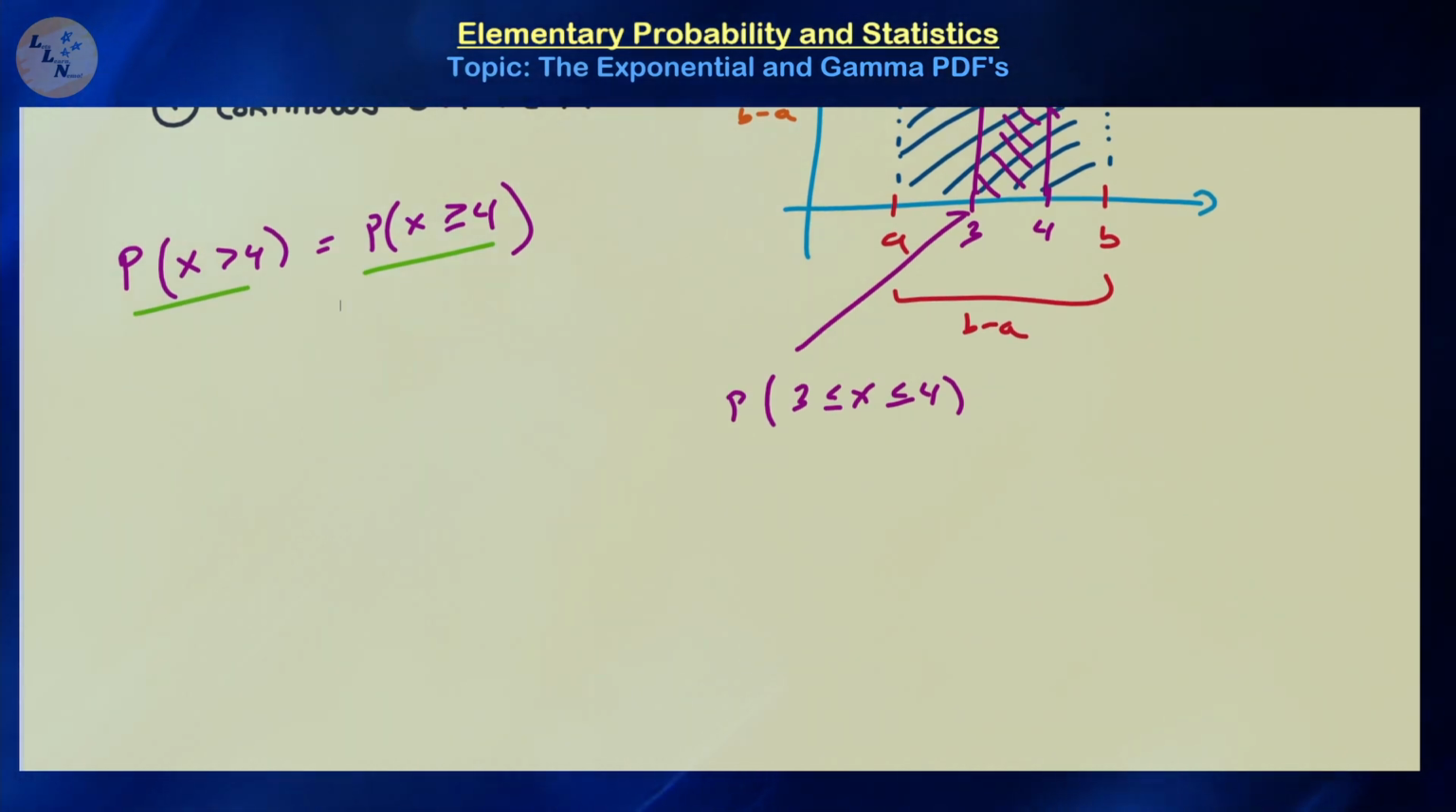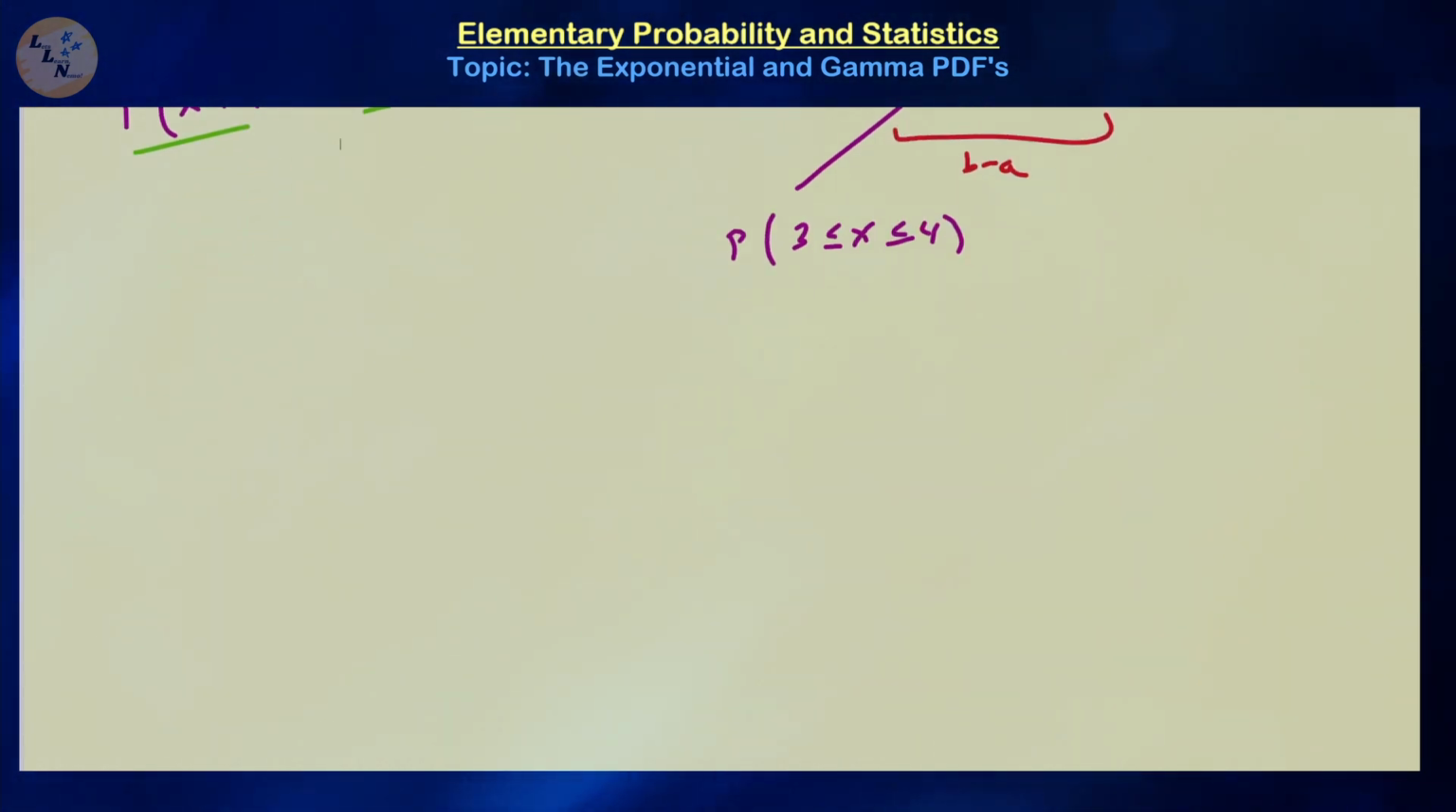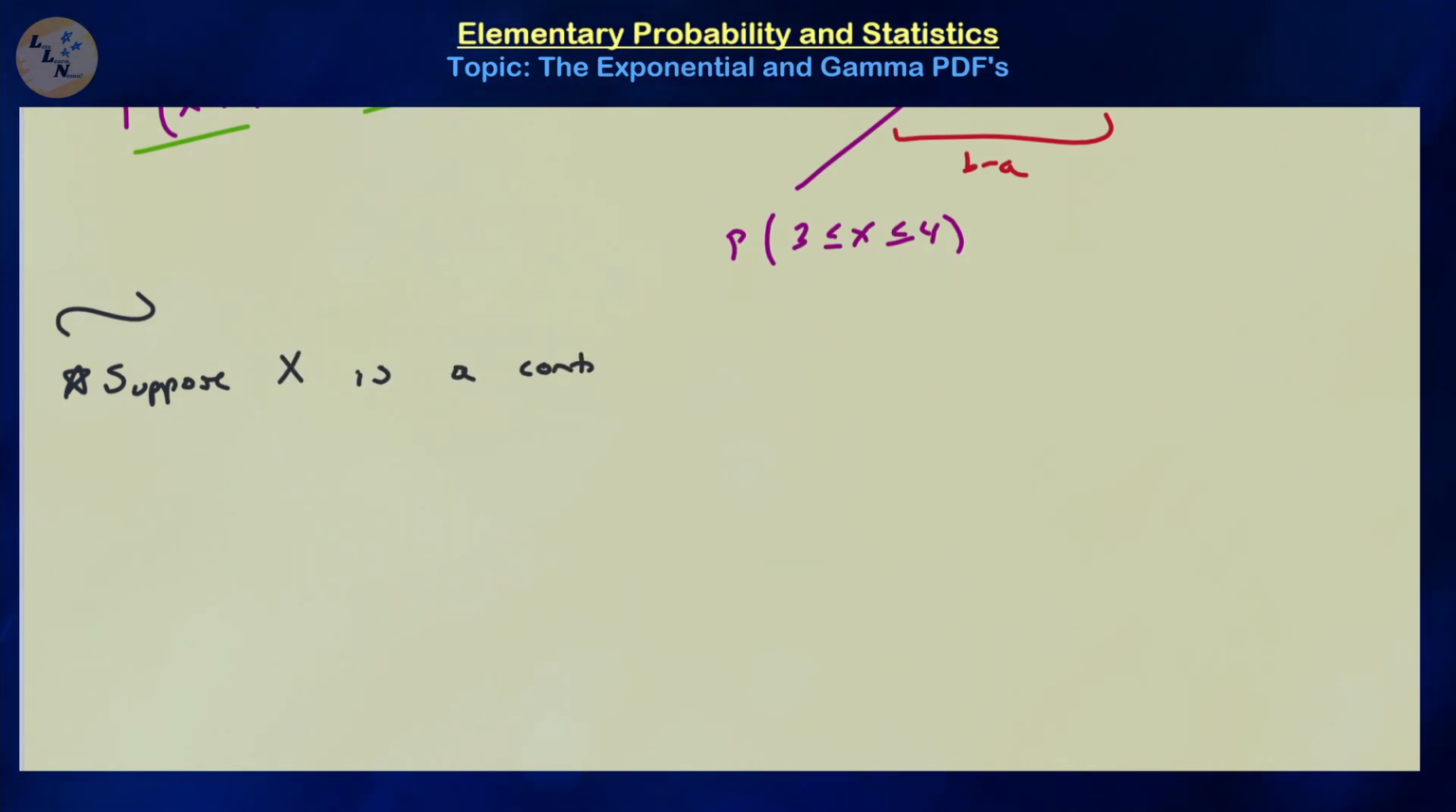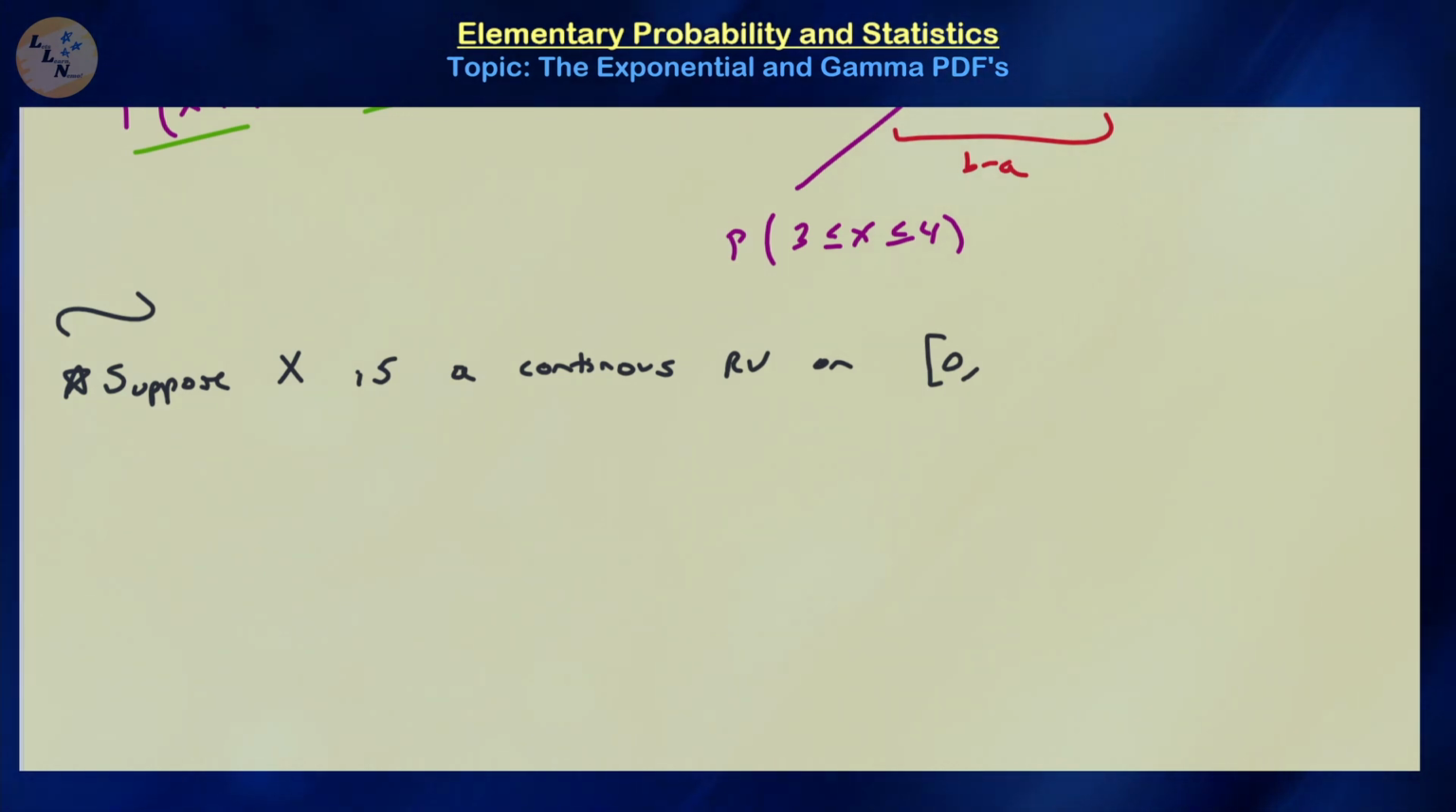So now we're going to introduce two more special probability density functions, the exponential and the gamma distribution, that are often seen in applications in the real world. So let's just lay down the foundations of what an exponential random variable is. Let us assume x is a continuous random variable on the interval 0 to infinity. So it can only take positive values, it cannot take negative values.